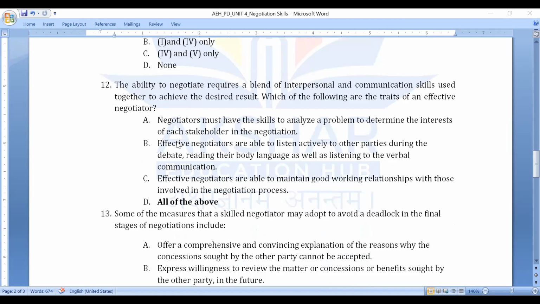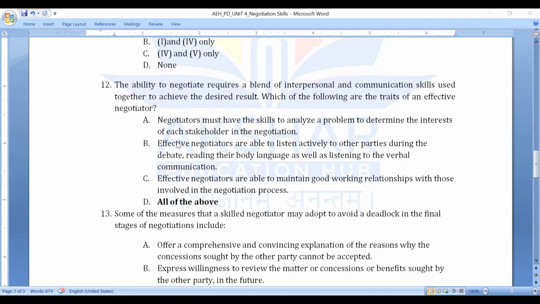The ability to negotiate requires a blend of interpersonal and communication skills used together to achieve the desired result. Which of the following are traits of an effective negotiator? If you are an effective negotiator, what are the traits that you should have?